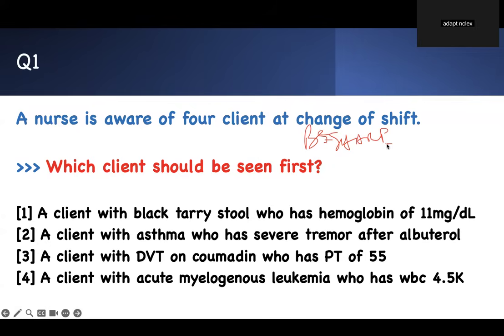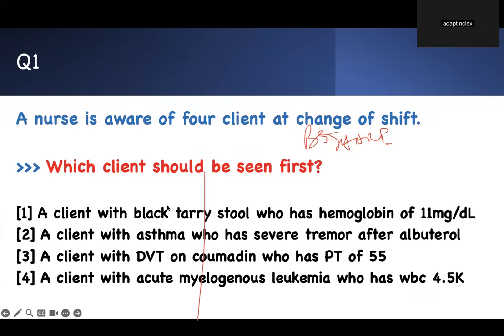So what is the way to answer questions? Start from the back. Which client should be seen first? That means prioritization. A nurse is caring for four clients at change of shift. That means the nurse has options. She has to be sharp to pick which patient needs immediate intervention, who has a problem, who does not have time. Then go through each of them, see what the problem is, and figure out what you need to do. I always say divide the question into two. The first portion is just introduction, but the last portion of the question is what you should focus on.